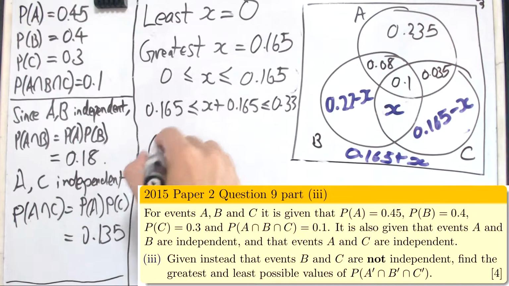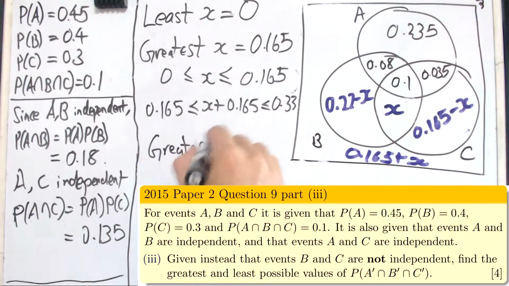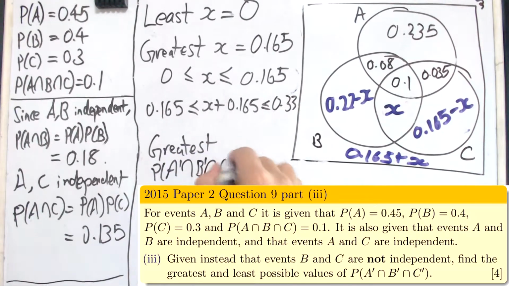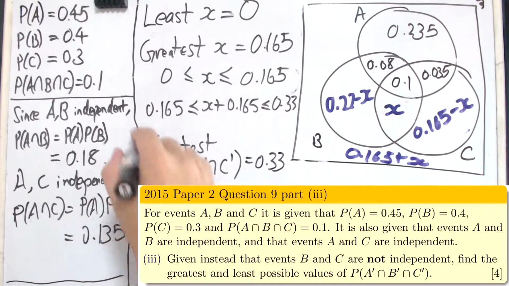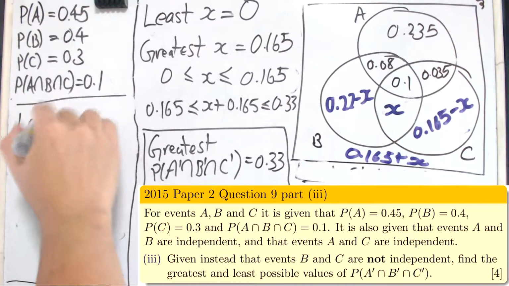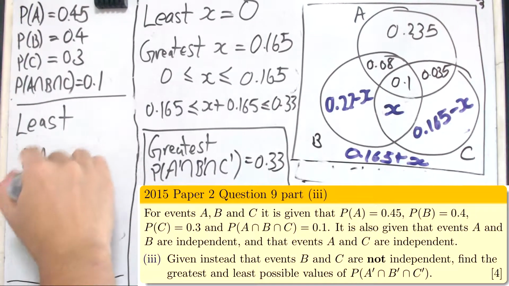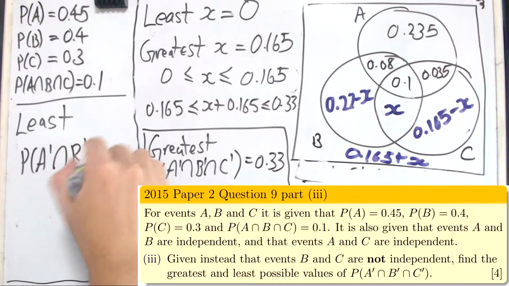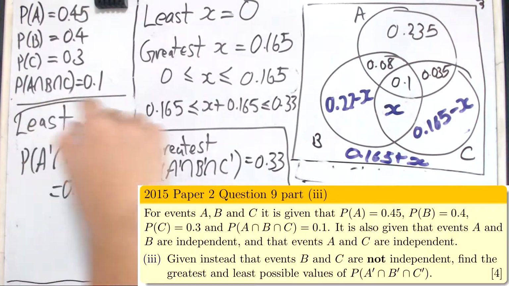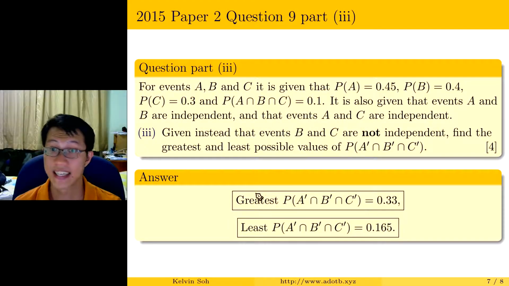So the greatest P(A prime intersect B prime intersect C prime) is 0.33. And the least probability is 0.165. So this slide here summarizes our answers.